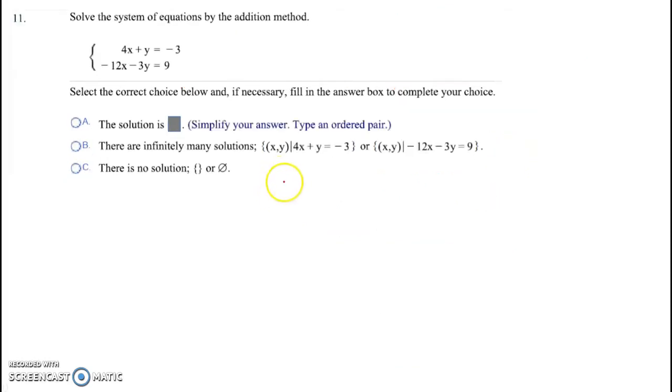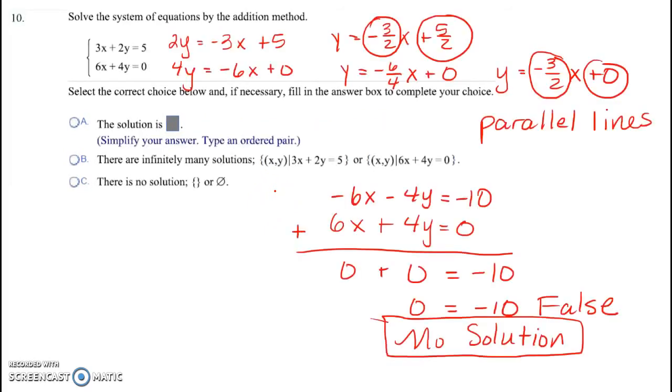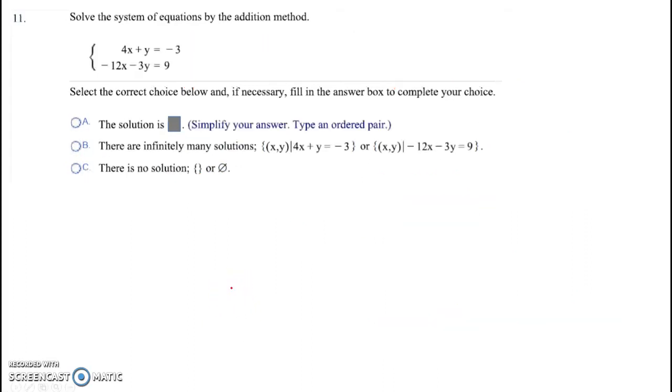Number 11, solve the system. Oh, let me go back a minute. This one right here, we would, of course, circle that. There is no solution. This is the empty set, also the empty set. Symbols for the empty set or no solution. Number 11, solve the system of equations by the addition method.